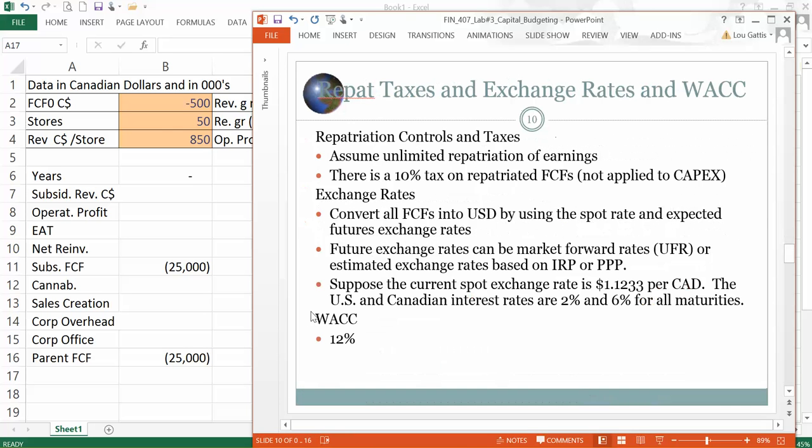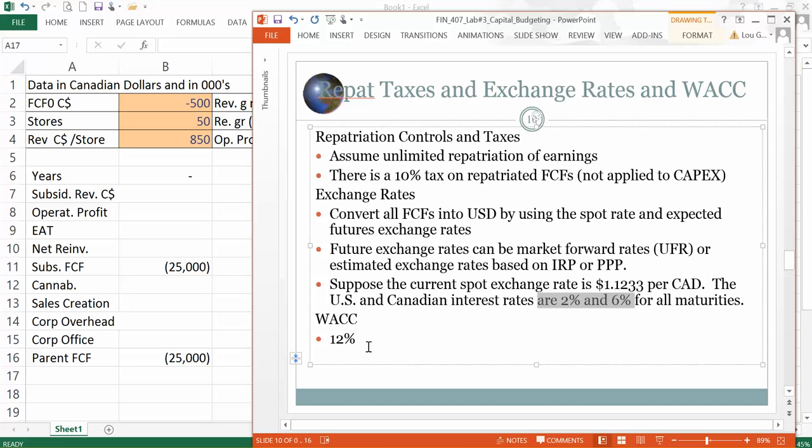So the next assumption we're going to make is that there's going to be a repatriation tax of 10% on repatriated earnings or free cash flows. We're then going to convert all those cash flows back to dollars using the spot price of the Canadian dollar of $1.1233, and then we'll use interest rate parity to forecast the exchange rates for the next 6 years, and then we'll discount everything back at 12% WACC.